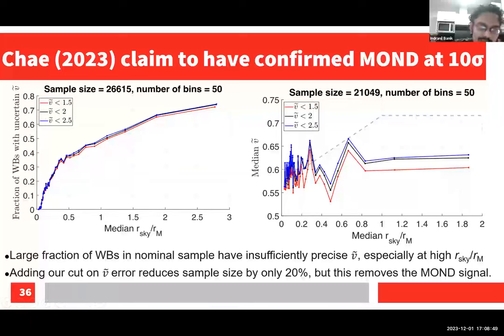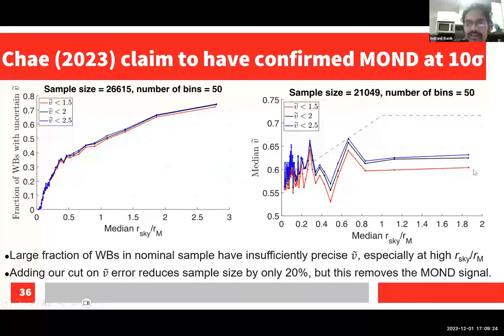As a first step, what we did is we found out what fraction of wide binaries in Chae's nominal sample actually have a V tilde that's too uncertain according to our criterion. And we estimated the V tilde error in a much simpler way, but it should capture the essence of the problem. What we found is that in the Newtonian regime, most of the systems should be fine. But in the MOND regime, a lot of the systems that Chae included in his analysis should actually have been discarded. If you actually discard them, you end up with a graph which looks like this.